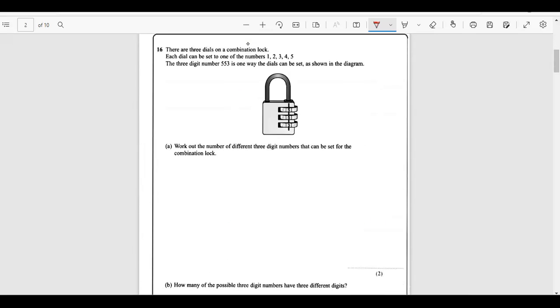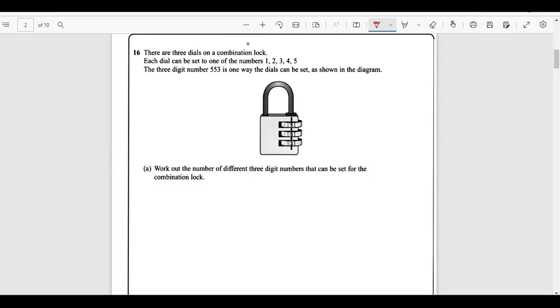Okay, let's talk about combinations now. It says, there are 3 dials on a combination lock. Each dial can be set to one of the numbers 1, 2, 3, 4, 5. The 3-digit number 553 is one way the dials can be set as shown in the diagram. Work out the number of different 3-digit numbers that can be set for the combination lock. Yes, what do you think about this one? I know how to do this. So you do, because there's 5 numbers that it can possibly be and 3 options. You do 5 cubed, so it's 125.